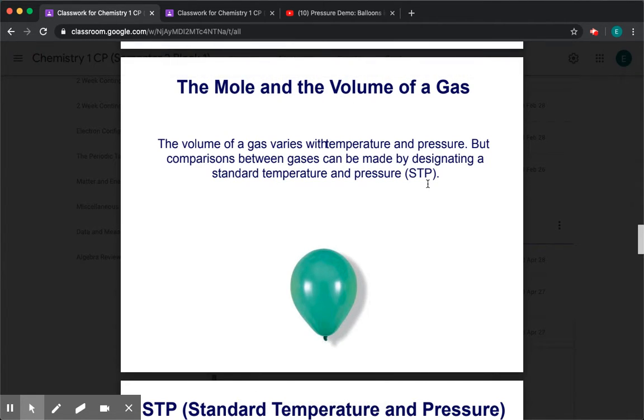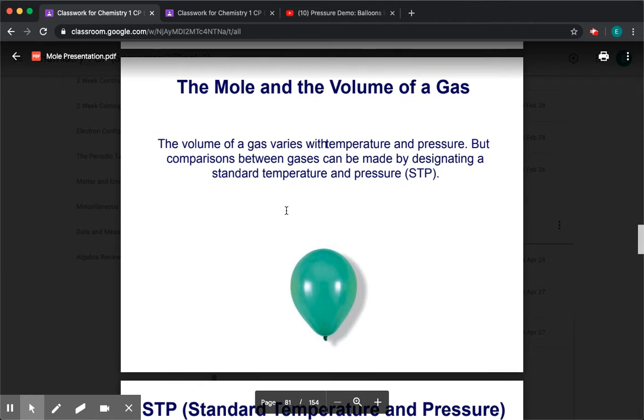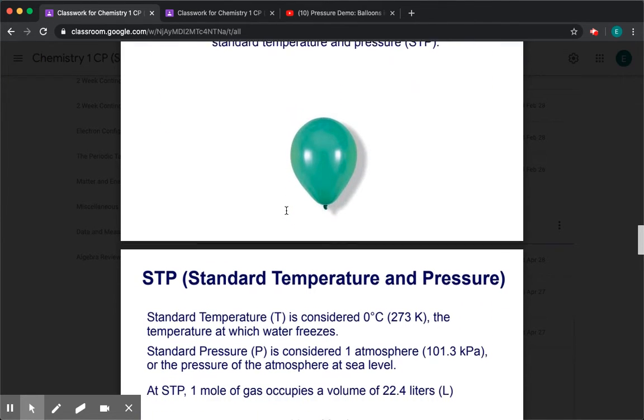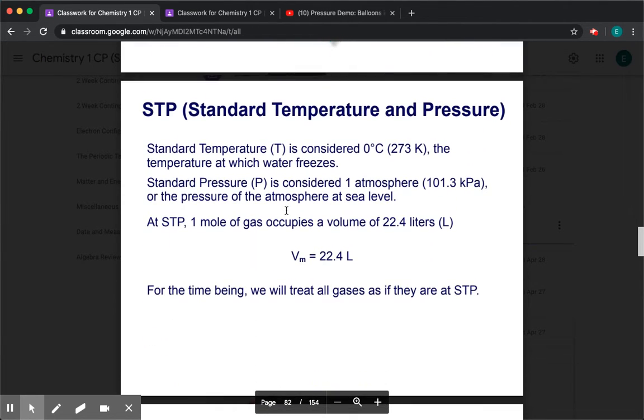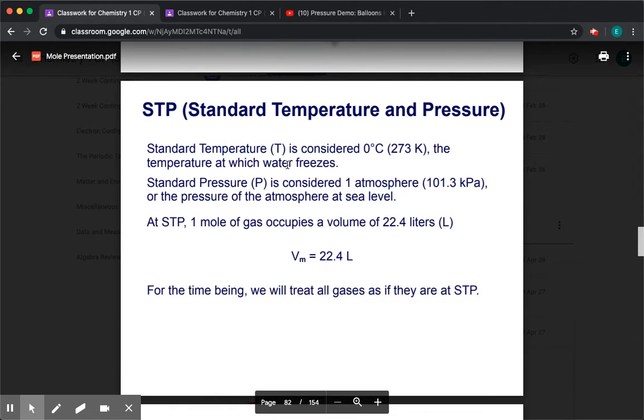So the point of that was just to tell you that temperature does affect the volume of gases. So in order for us to accurately compare things, we need to have a standard. So when we talk about volumes of gases, we are going to be talking about gases at a specific temperature and at a specific pressure. And that is known as STP. So S stands for standard, T stands for temperature, and P stands for pressure. So that's what STP stands for.